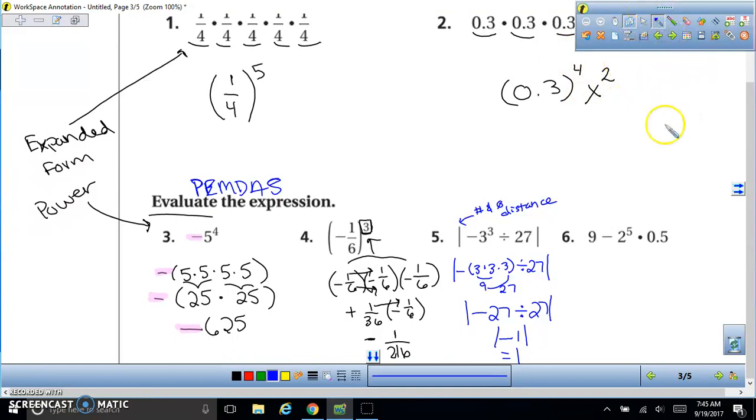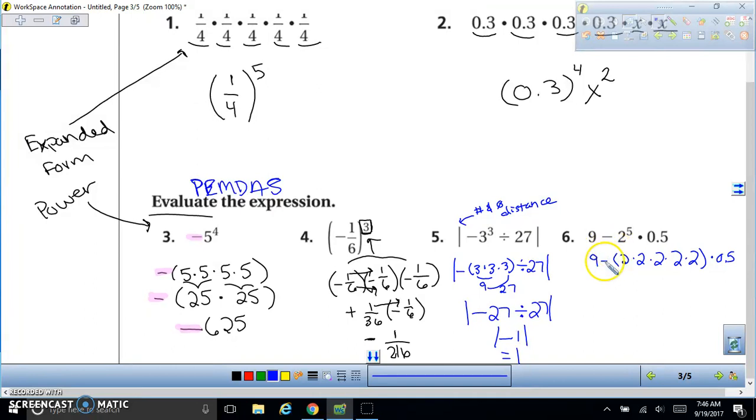6. Order of operations, please excuse, no parentheses. So let's go ahead and expand out our exponents. So 9 minus 2 times 2 times 2 times 2 times 2 times 0.5.